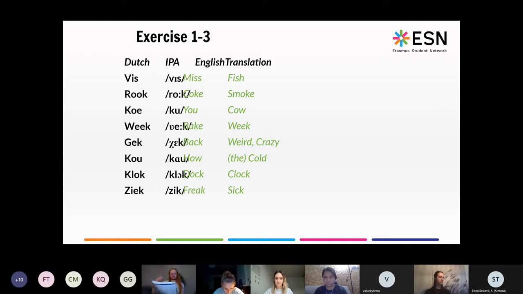I will ask a few of you alternatingly to give me the answer to the exercise. For the first one, I will not pronounce it because that will give it away a bit. Which one has the same vowel sound? Let's see. Caitlin? This is exercise 3. Yes.